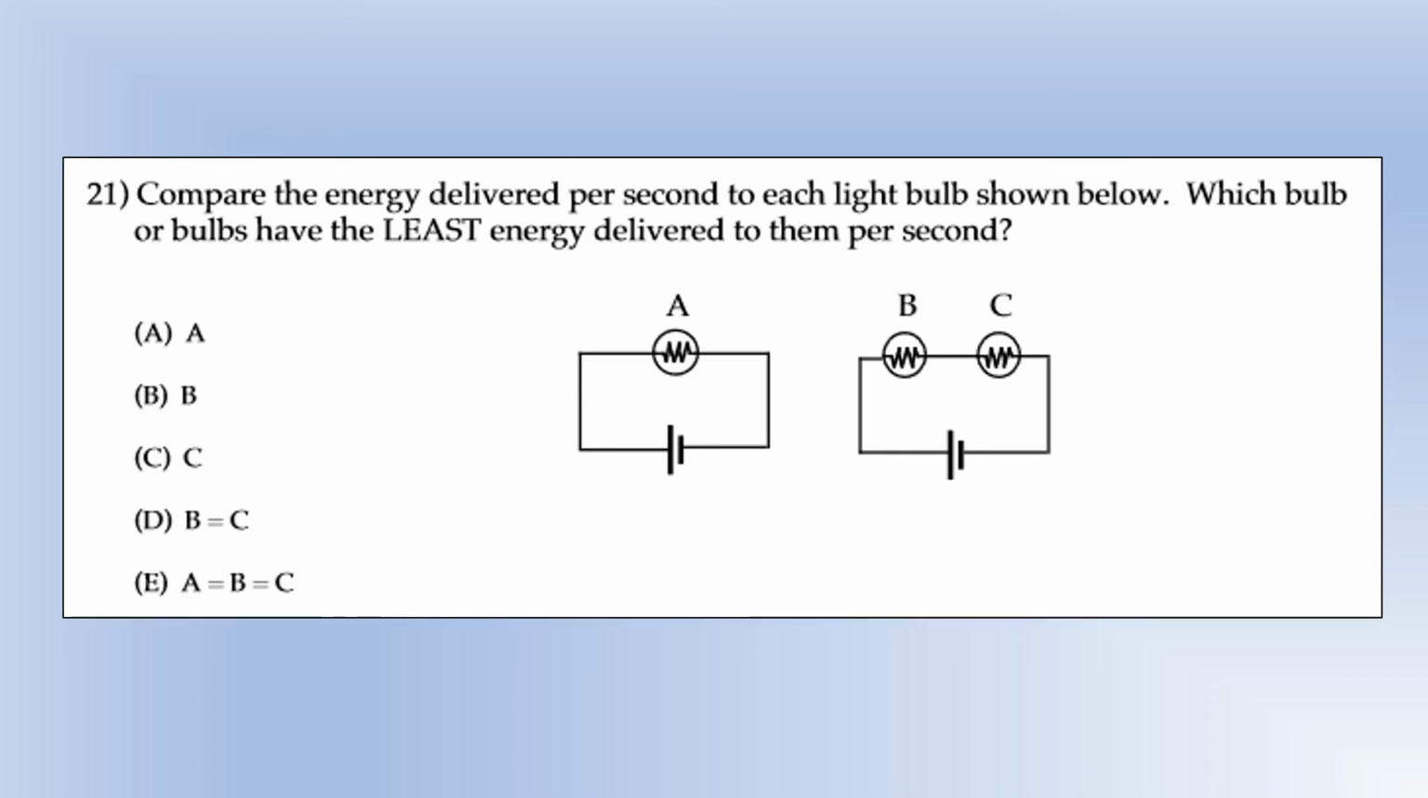Okay, so compare the energy delivered per second to each bulb shown below. Which bulb or bulbs have the least energy delivered to them per second? Have a look through, select your answer, then we'll take a look. Okay, so the correct answer is option D. You should have realized that the current through B and C is half that of A. And since power depends on current, that means the power delivered to B or C will be equal but lower than A.